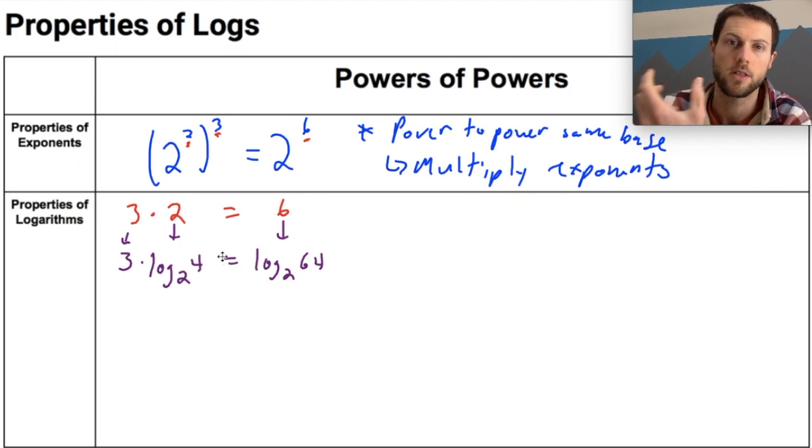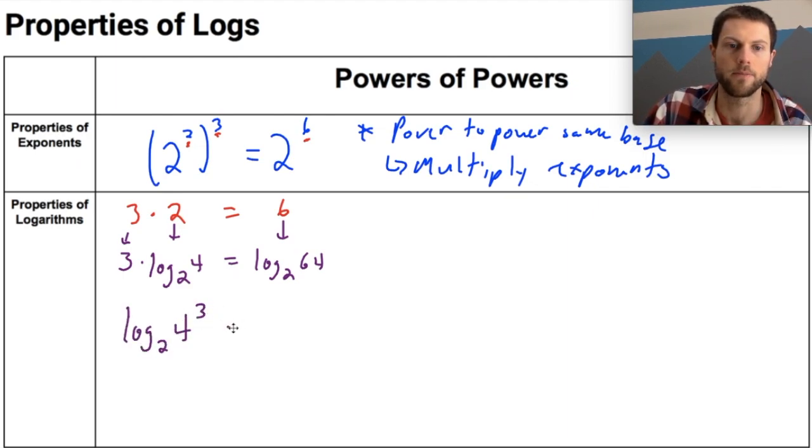Now, where is this helpful? Where is the property hiding in this? If I wanted to use a 4 and a 3 somehow together to make 64, I can do that by raising 4 to the third power.